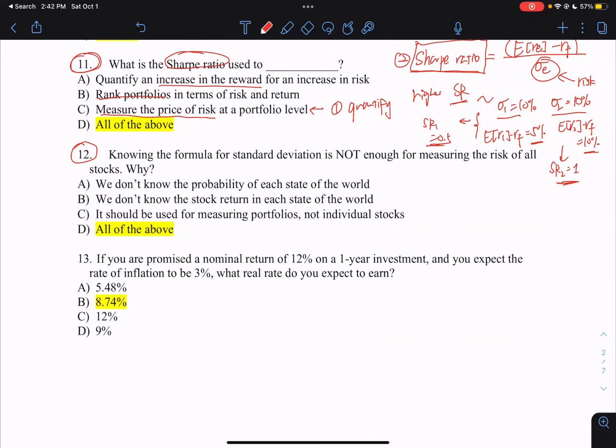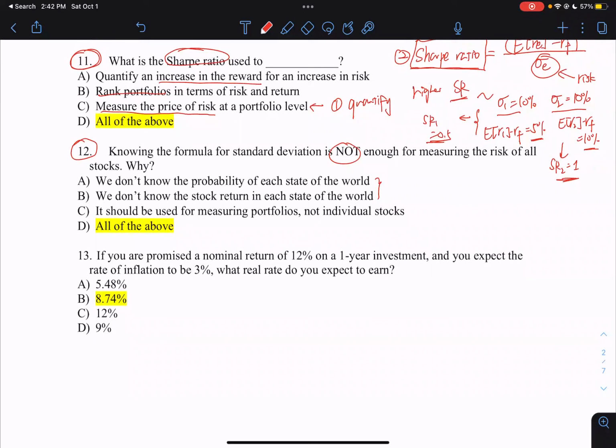Knowing the formula for standard deviation is not enough for measuring the risk of all stocks. Why? I remember in class, Asim also asked me this question, and I explained these two because we don't know the probability of the state of the world, and we don't know the return in each state of the world. It's basically similar to our discussion on population and estimation.